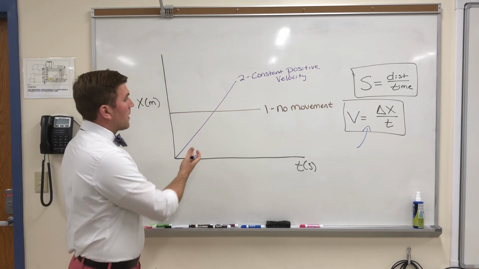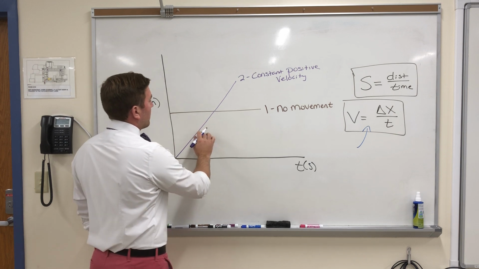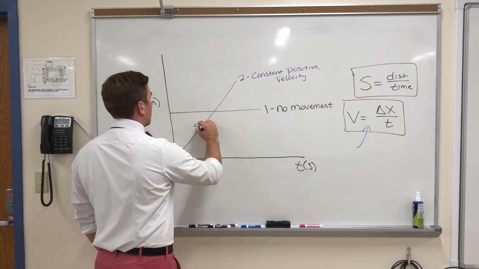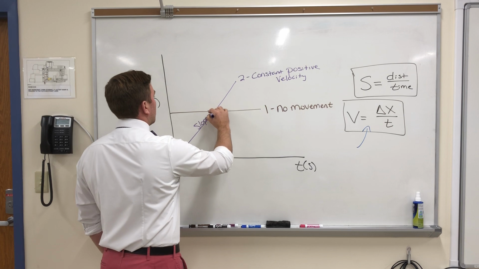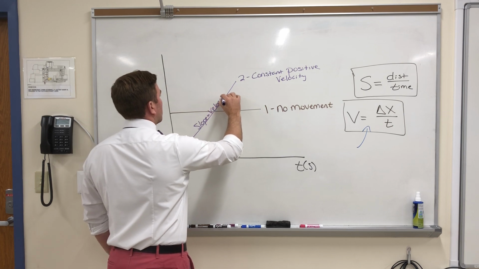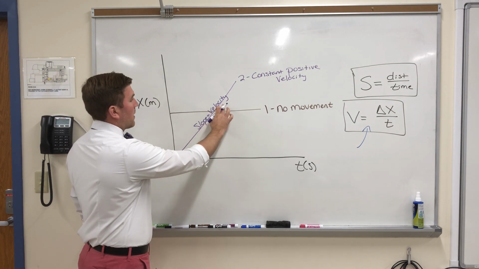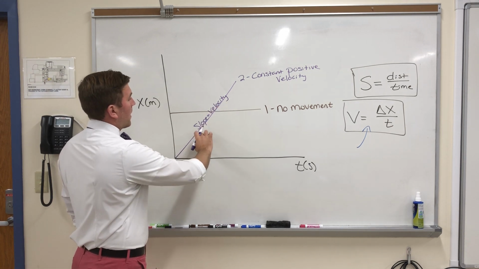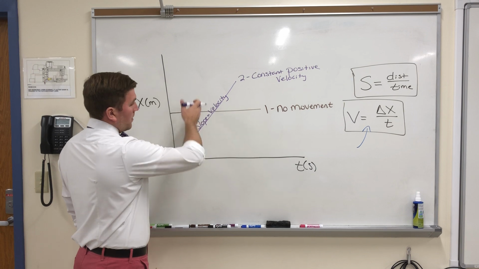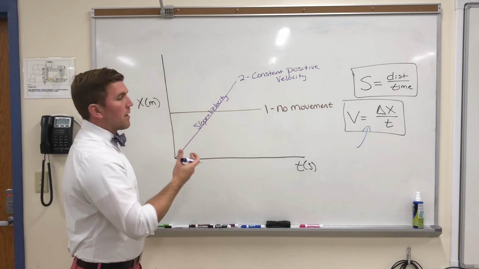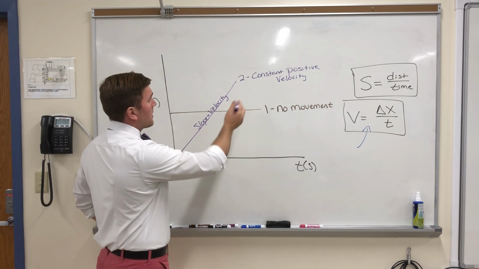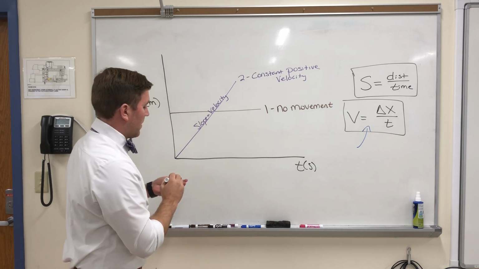Well, for those of you that have already done this, you know that to find the velocity, I'm looking at the slope. So the slope of the line is my velocity. On any position versus time graph, the slope of the line gives you velocity. Well, the slope of this line is a positive number. When I do my rise over my run, I get a positive.